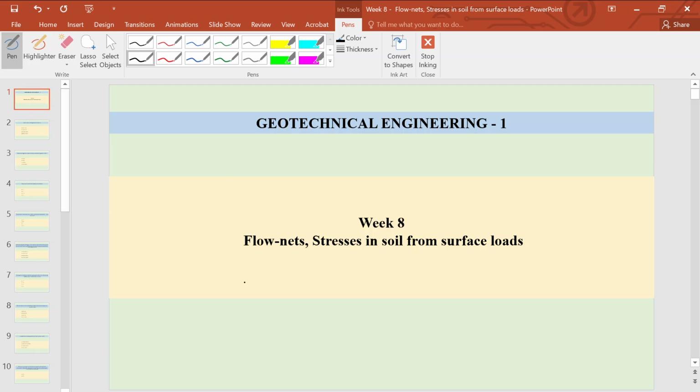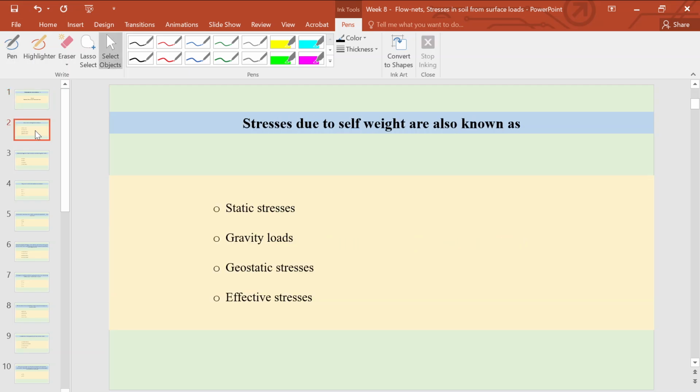So the first question was: stresses due to self weight are also known as. What is the answer? C, sir. Geostatic stresses. Yes, good. Geostatic stresses in any geotechnical material, soil, rock, whenever you talk about geostatic stresses, that is the stress due to self weights.